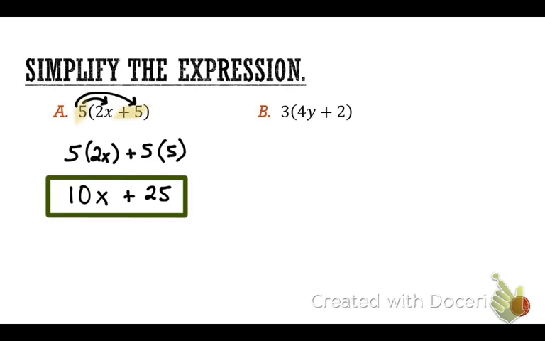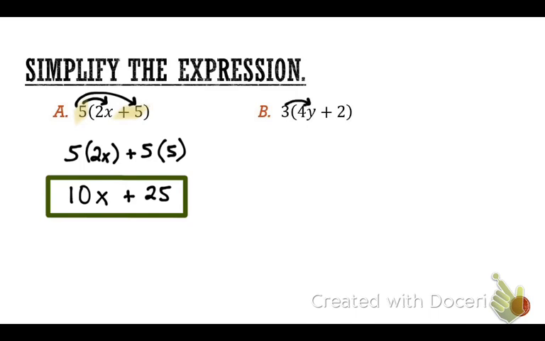Let's go to the next one, problem B. Is there any work that I need to do inside of my parentheses? No, there's no terms that can be mushed together. Instead, I do have a number on the outside. What do I need to do with that 3? Multiply it by the 4y and 2. Multiply it by everything that is inside. So show me the work.